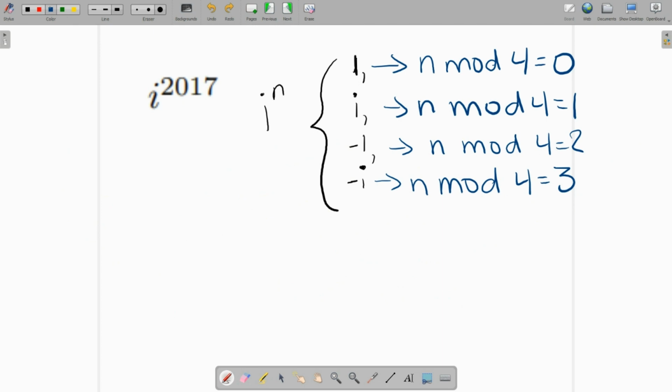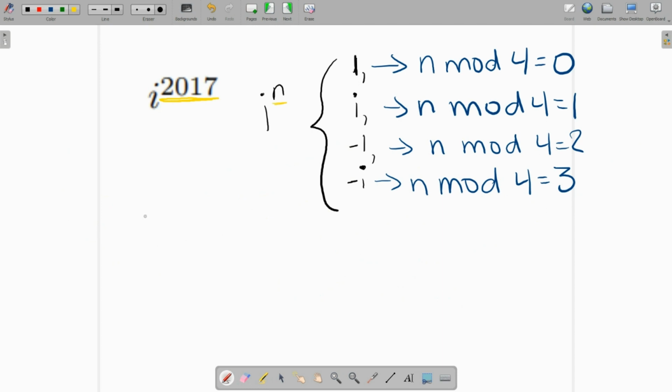So let's use this table that I created and let's do it. As you can see here, we have n corresponding with i. But what is n? n, in our problem, is 2017. So if we were to find i to the power of 2017, we need to find the remainder of 2017 when it is divided by 4.